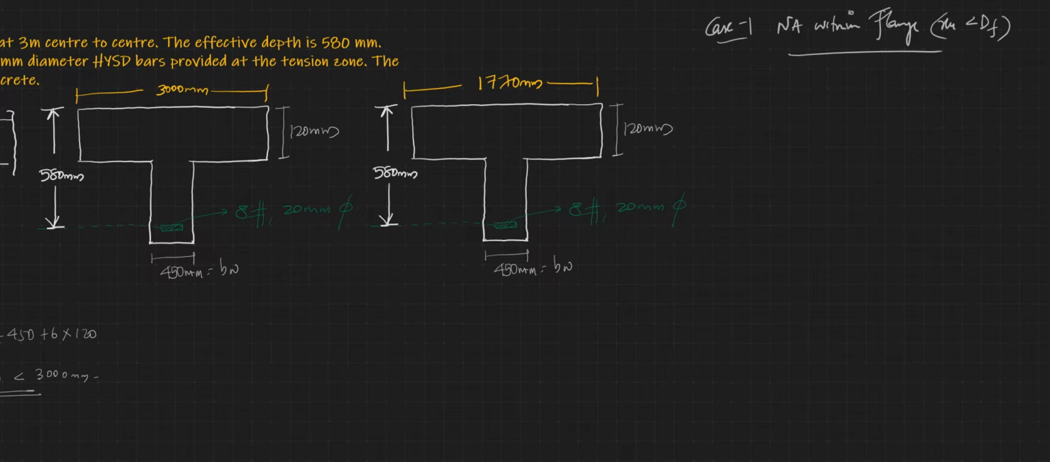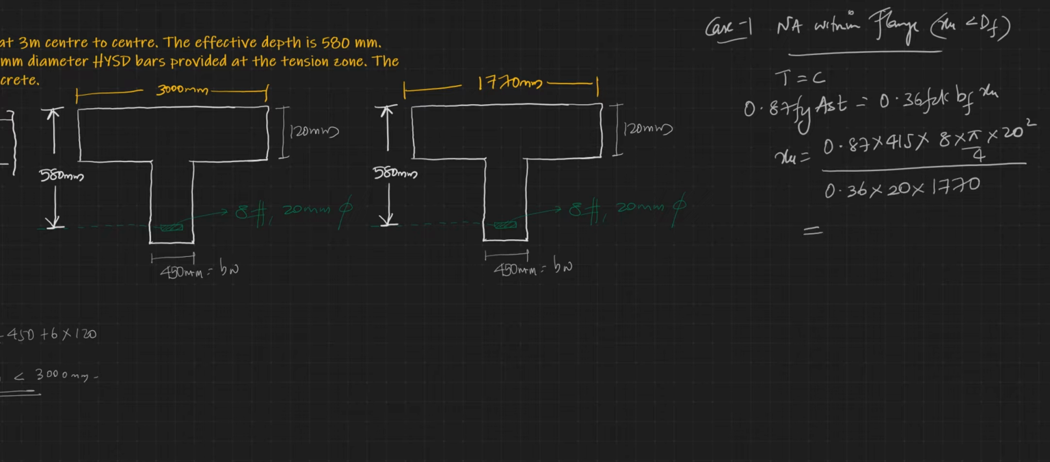So when XU is less than DF, I can write total tension is equal to compression, that is 0.87 FY AST is equal to 0.36 FCK BF into XU. From here you will get the value for XU as 0.87 into 415 and so on. You will get the value for XU as 71.20 mm, which is less than the DF value, that is 120 mm, which means our assumption is correct.